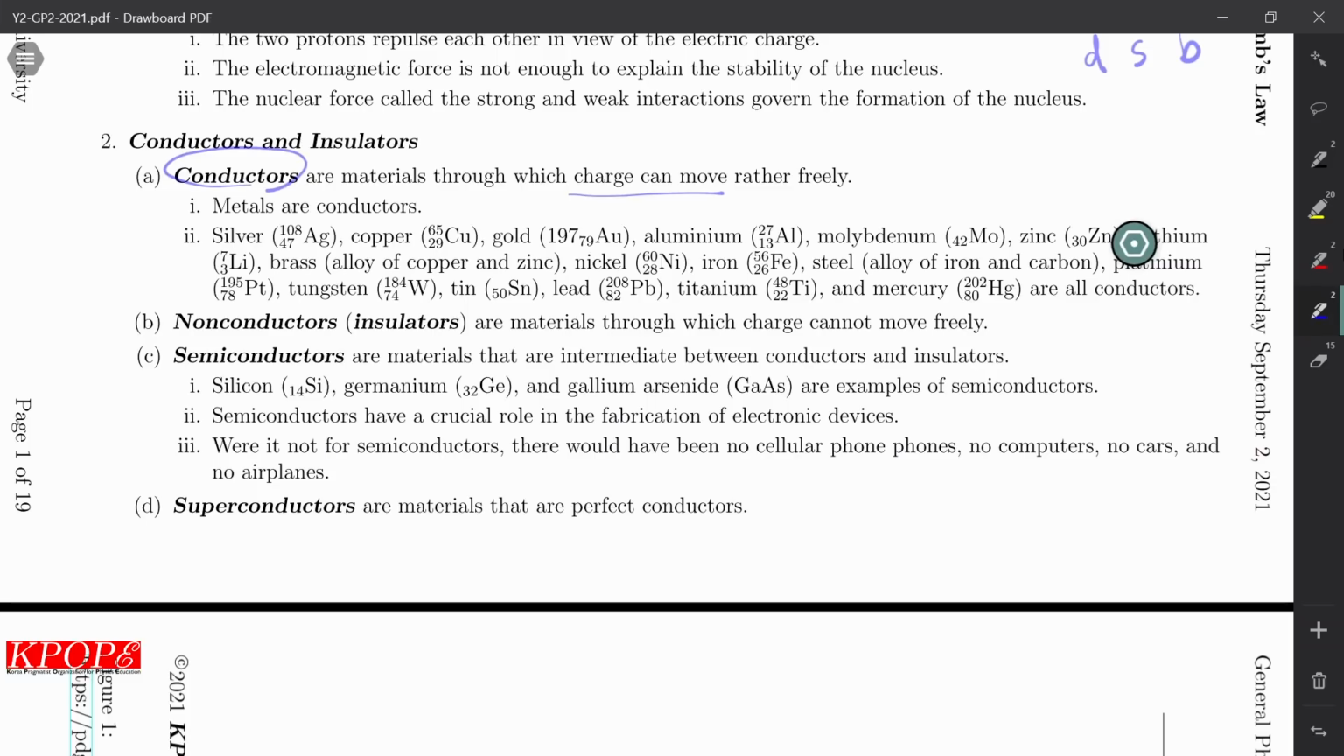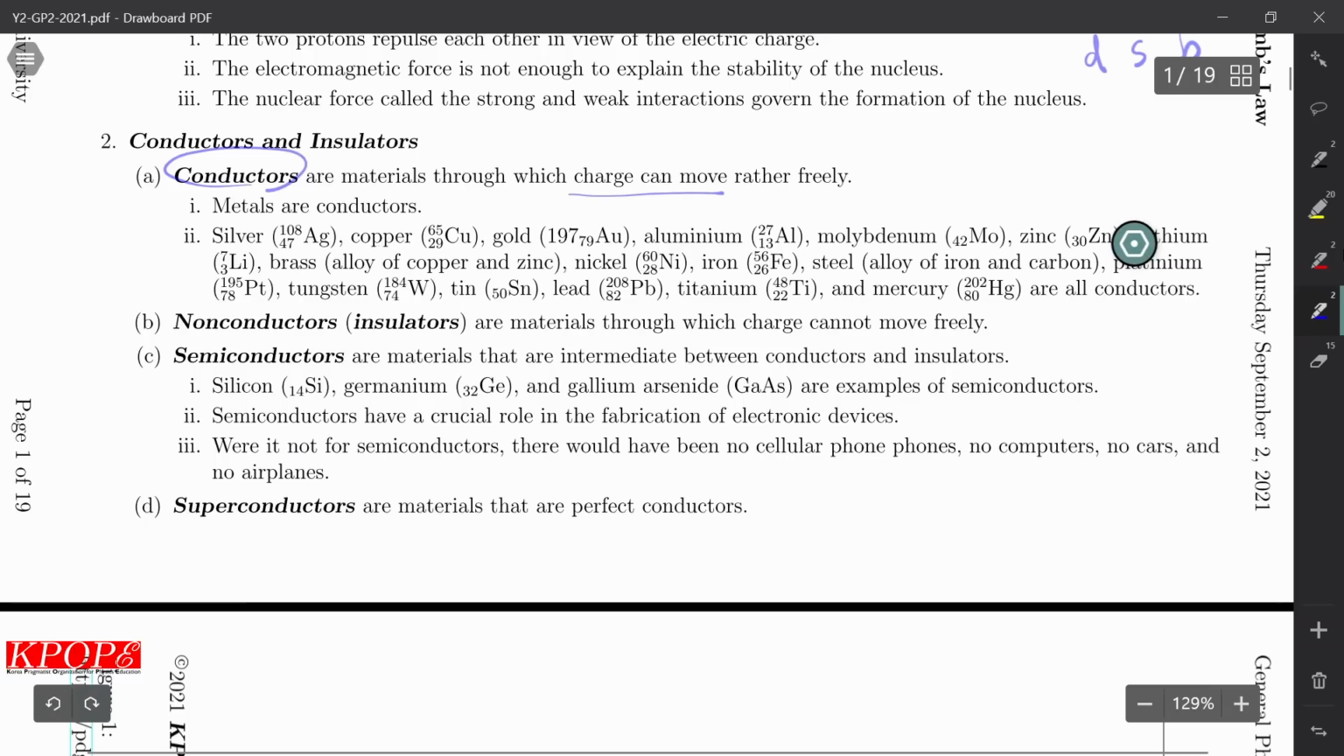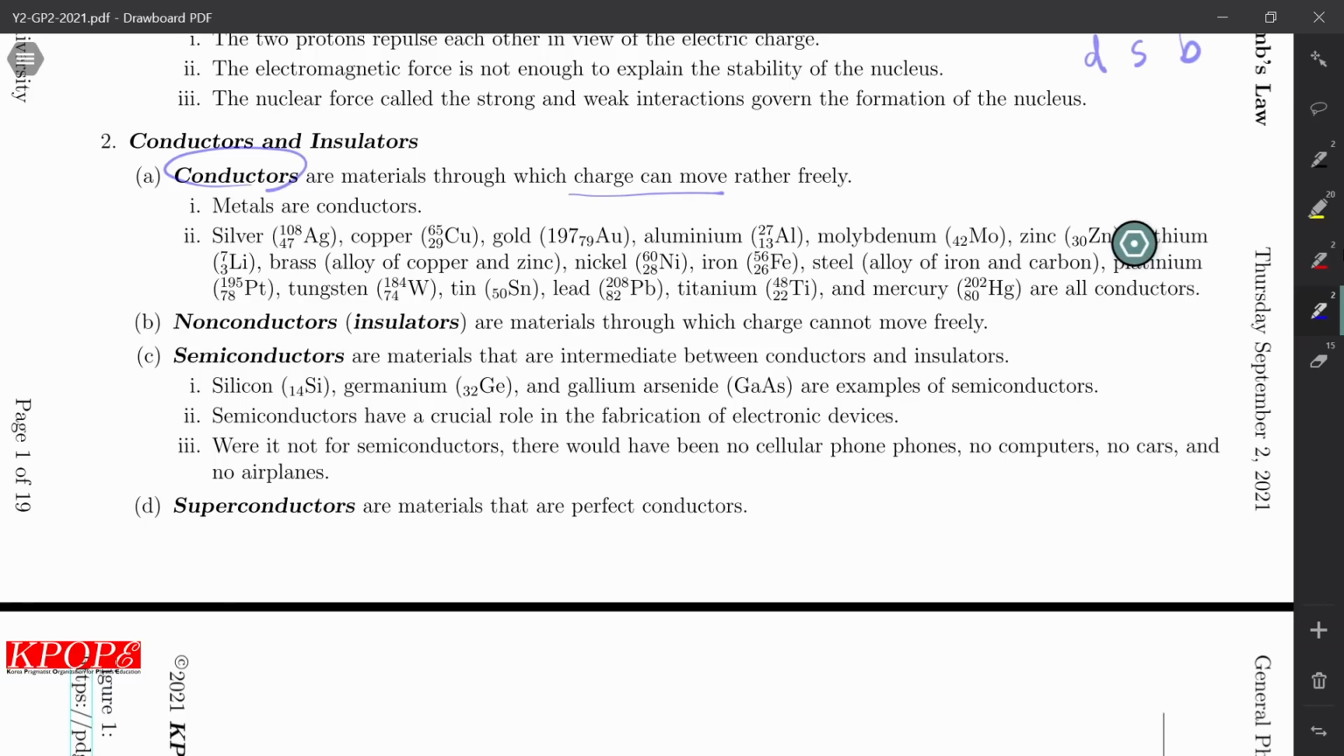So conductors are normally the metals. For example, silver, copper, gold, aluminum, and so on. You should be acquainted with all these. Okay? Non-conductors, sometimes also called the insulators, are materials through which charge cannot move freely.